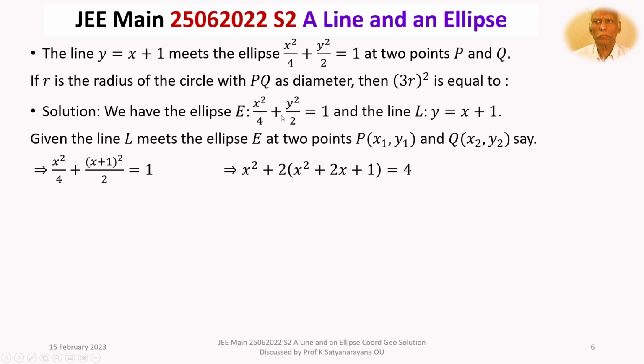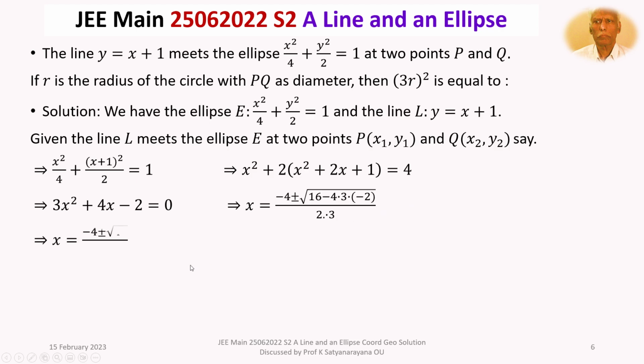Now in the equation of the ellipse put y is equal to x plus 1. That will be x square by 4 plus (x plus 1) whole square by 2 is equal to 1. Take the LCM and expand (x plus 1) whole square. Now make a simplification. Then you will get 3x square plus 4x minus 2 is equal to 0. It's a quadratic in x, and the roots are given by x is equal to minus b plus or minus under the square root of b square minus 4ac, by 2a. Simplifying, we'll get x is equal to (minus 2 plus or minus under the square root of 10) by 3. So we got two roots.